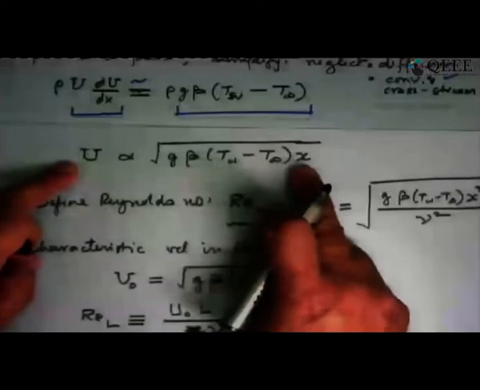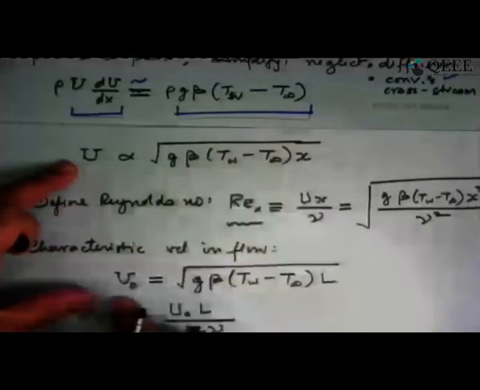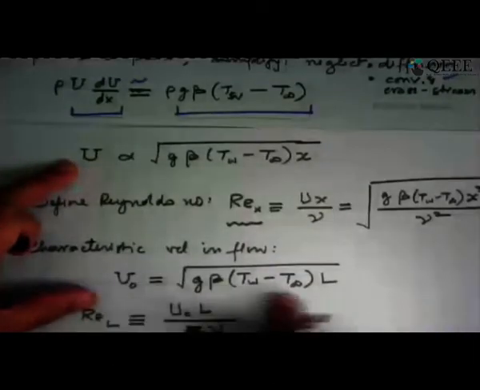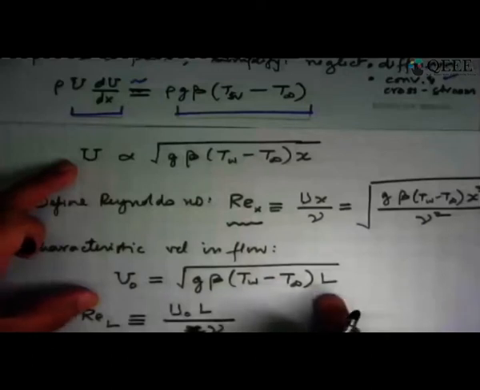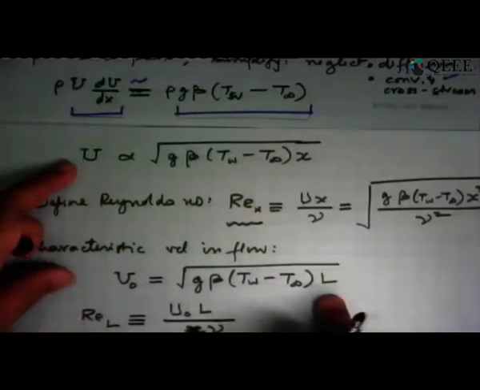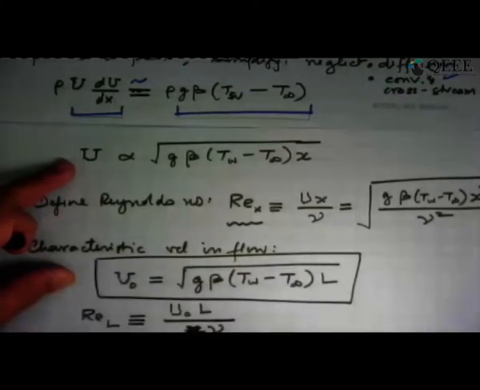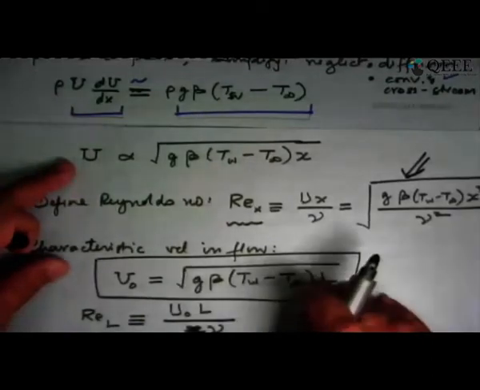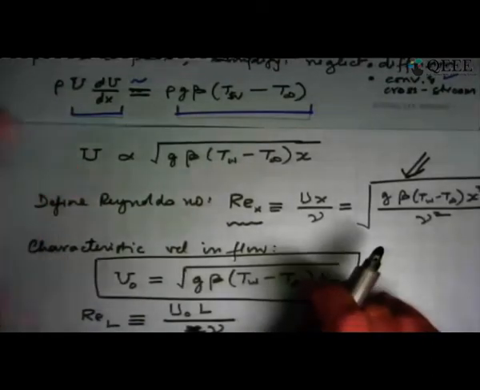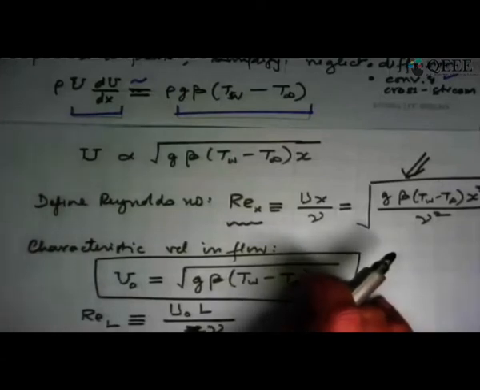And for a characteristic velocity in the flow, we say, well, what is the maximum that you can get? It's when x becomes equal to L and u becomes the square root of g beta (Tw minus T infinity) into L. So that tells us an idea about the characteristic velocity in the flow, and this equation here told us what is a typical non-dimensional parameter, the non-dimensional Reynolds number in this flow.